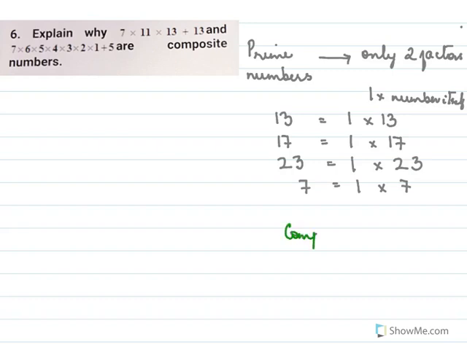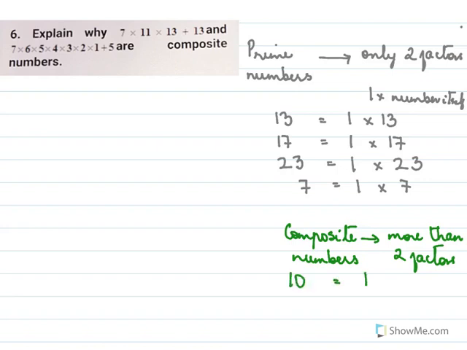Now we'll see what are composite numbers. Composite numbers are those which have more than 2 factors. Like if you take the number 10, 1 into 10, so it gives 2 factors, plus 2 into 5. So how many factors does it have? 4 factors. So 10 has 4 factors.